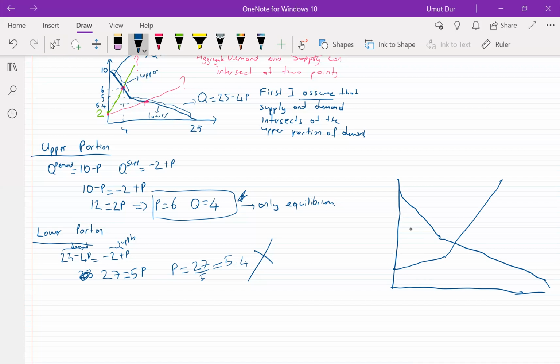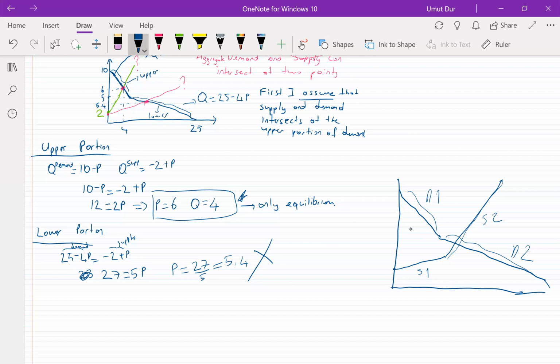The supply curve has two parts and the demand curve has two parts. Let's say this is supply one, this is supply two, this is demand one, and this is demand two. Now I need to check four cases here. Either demand one and supply one intersect, or demand one and supply two intersect, or supply one and demand two intersect, or supply two and demand two intersect. So you need to check four possible cases here.